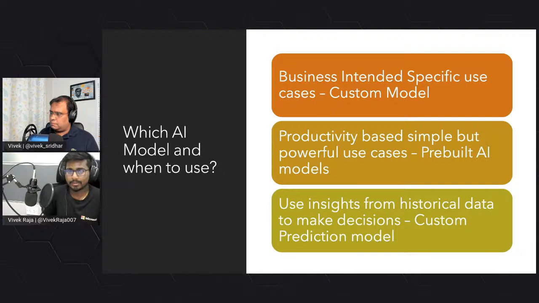Now again, let's try to understand when to use each. If you have a business use case where you need to put a business decision in place, and it has a very specific use case, go for the custom. If it is a pre-built model and it's productivity-based and already available, go for the pre-built AI model. And the third one is the custom prediction model. If you want to derive insights based on your historical data, and your historical data changes from time to time, then the custom prediction model will come into the picture. As of now, I think there is only one custom prediction model available, so it's not a big category, but more like a feature added to it.